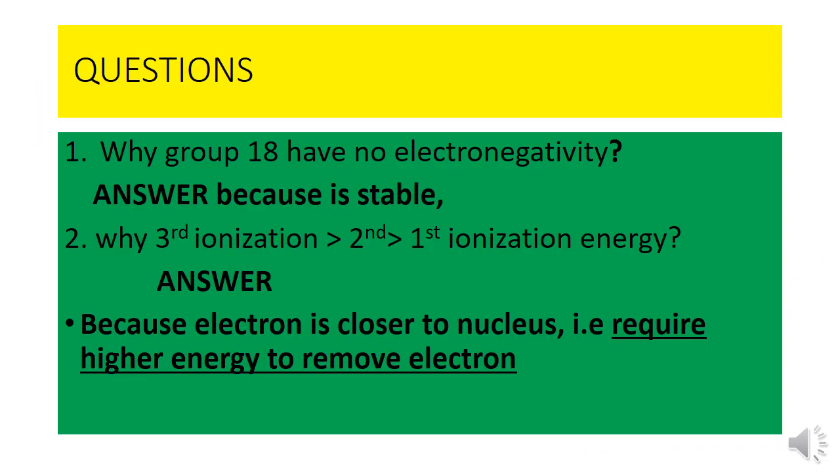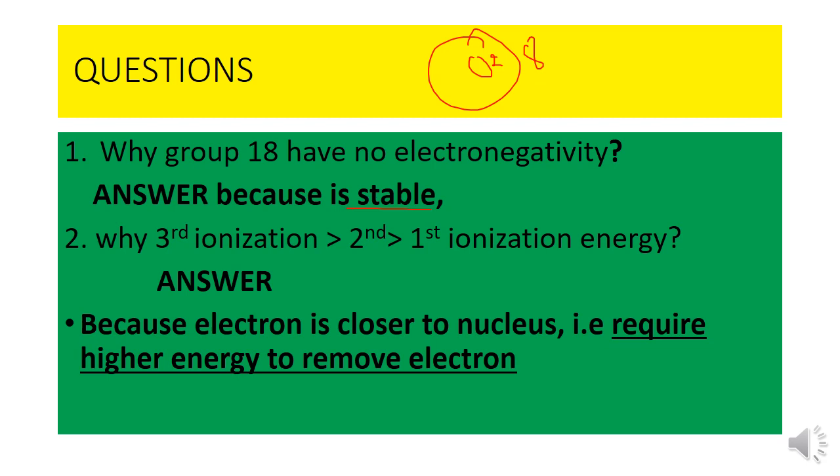Why does group 18 have no electronegativity? Because group 18 is stable. If you have 2 electrons, it is only 8. They have 8 electrons, which means it is stable, so there is no electronegativity, because electronegativity is the power of an atom to attract electrons. Here, because it is stable, there is no attraction.